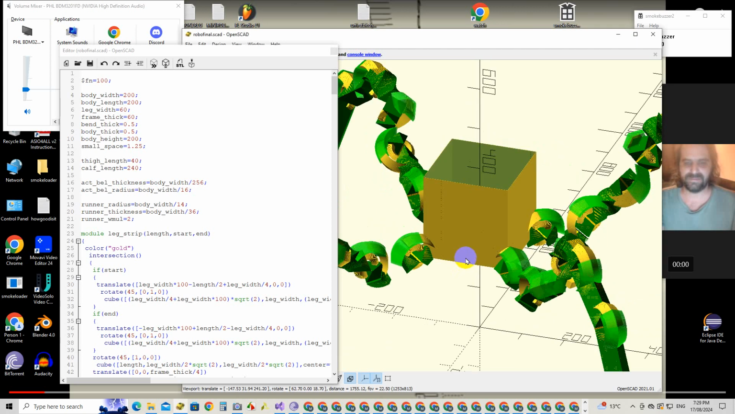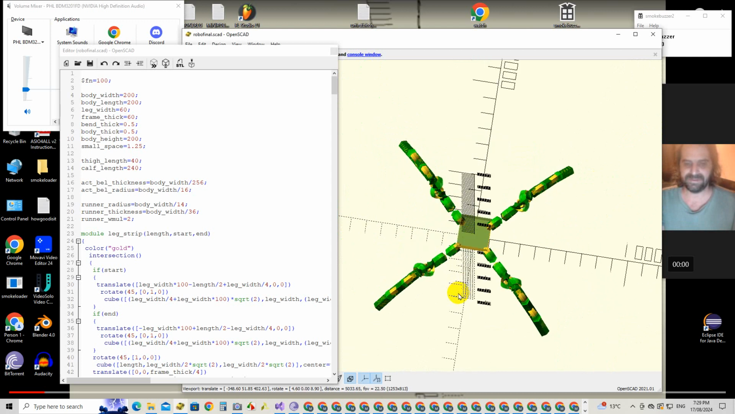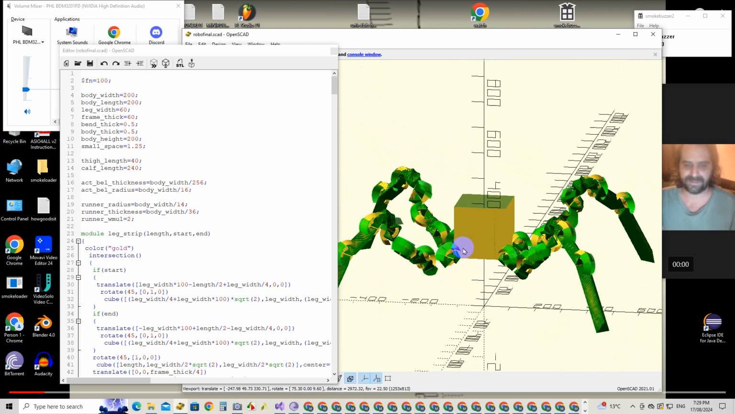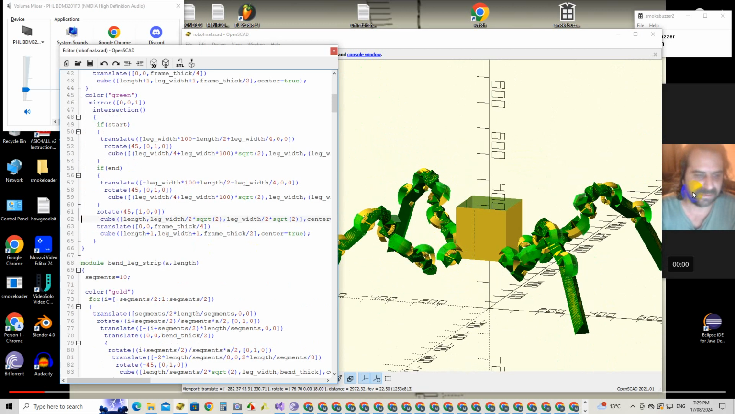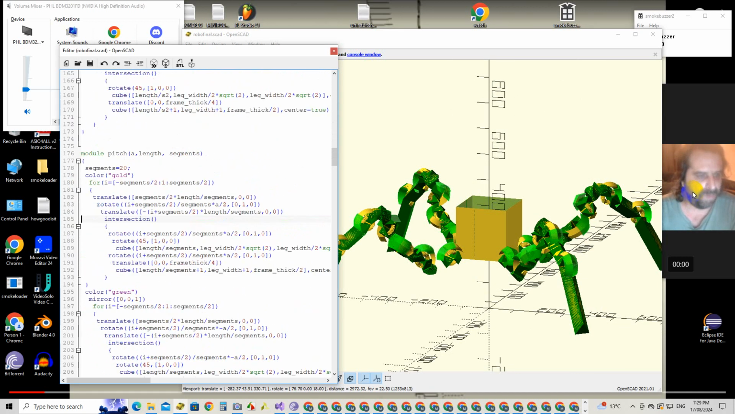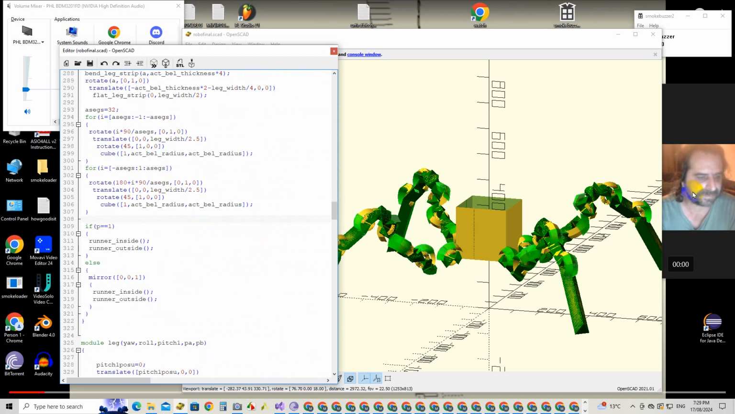So I've got a model, and I have to connect this bit, this leg to this leg here. So I've got a gap there. I have to fill that in with dark green. So it's gonna go to leg.